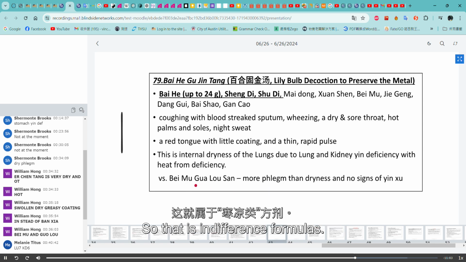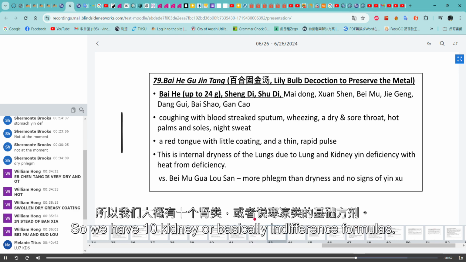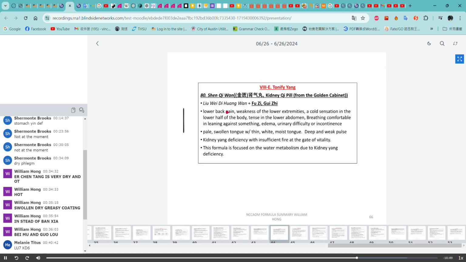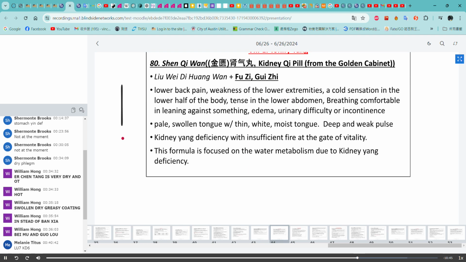Okay. So that is insufficiency formulas. So we have 10 kidney or basically insufficiency formulas. Okay. And next is 25 yang.